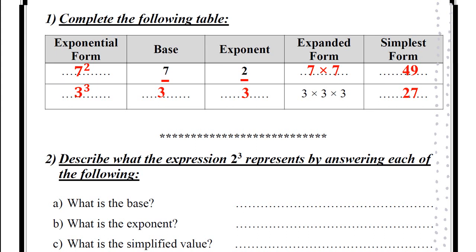Describe what the expression 2 to the power 3 represents by answering each of the following. What is the base? The base here is 2. What is the exponent? The exponent here is 3. What is the simplified value? The simplest form is 2 repeated 3 times, so it will be 2 times 2 times 2. It's equal to 8.